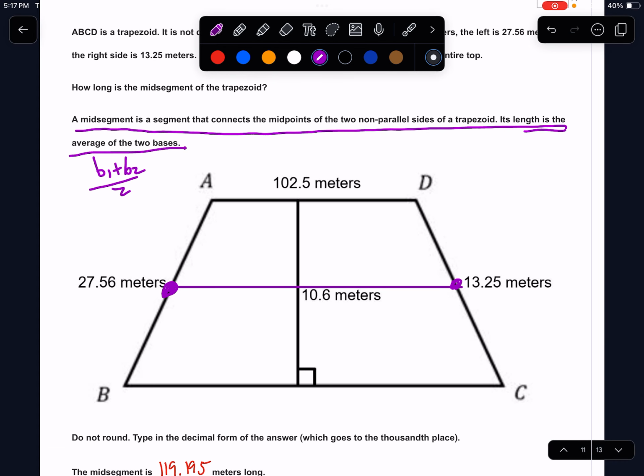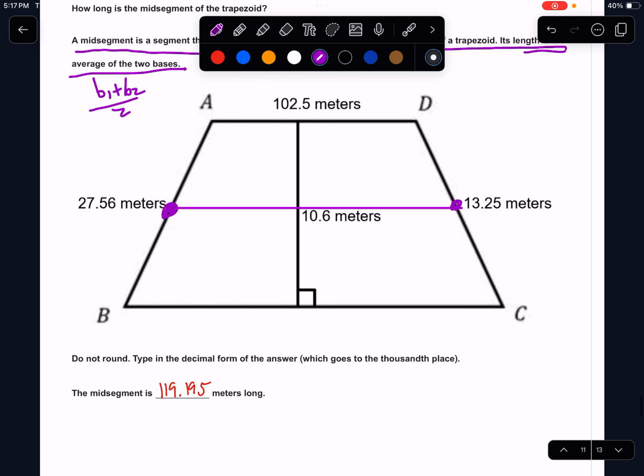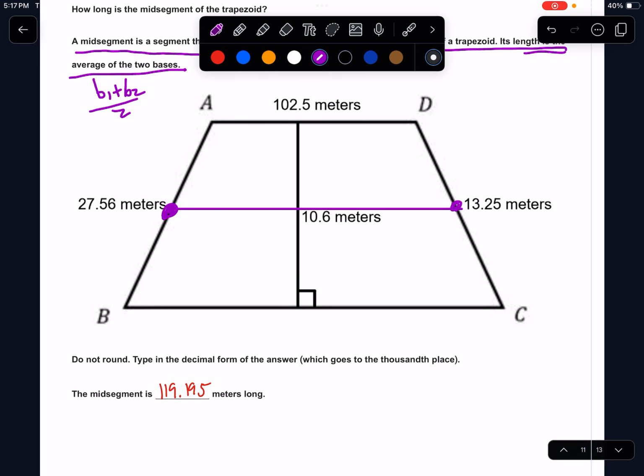Do not round. Type in the decimal form of each of the answer, which goes to the thousandths place.